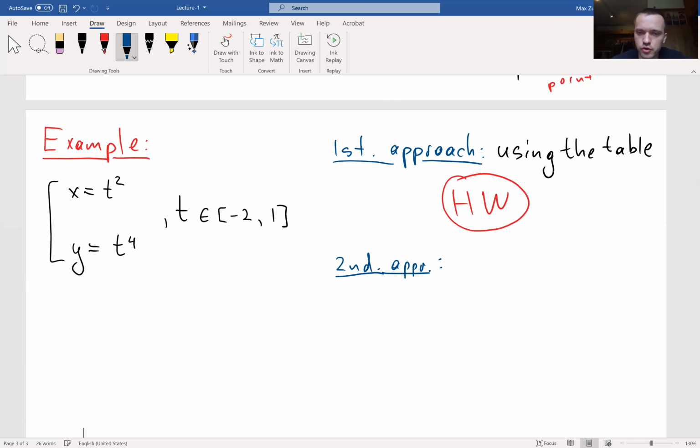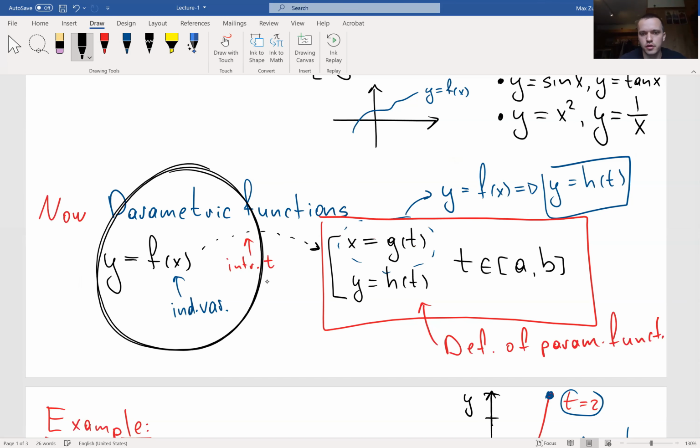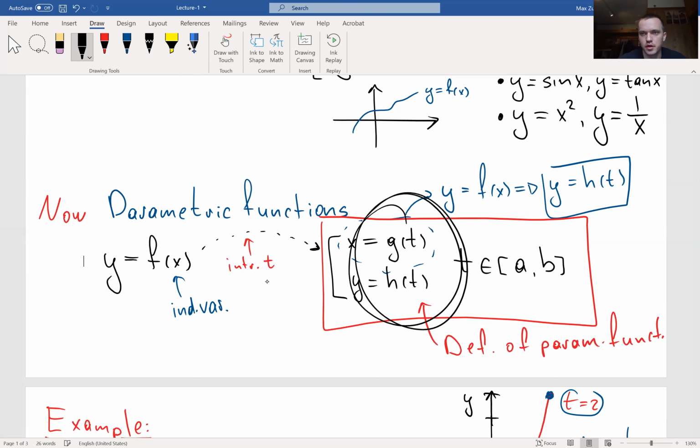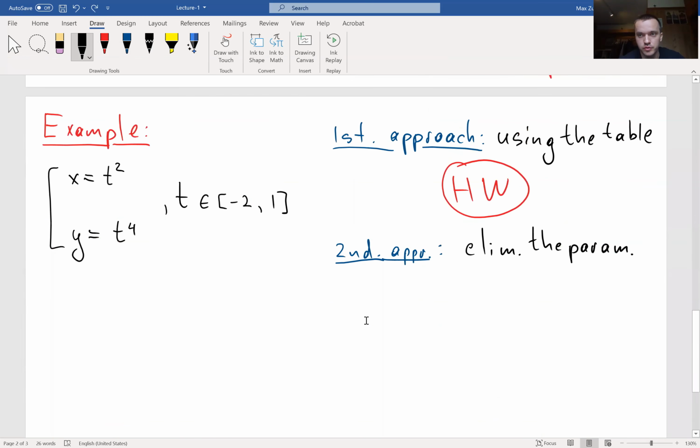So the second approach is going to be called eliminating the parameter. Do you see how we defined the parametric function over here? We took the Cartesian function and introduced a new parameter t. So eliminating the parameter means we're going to do the opposite. Here we have x is equal to t squared and y is equal to t to the 4th.